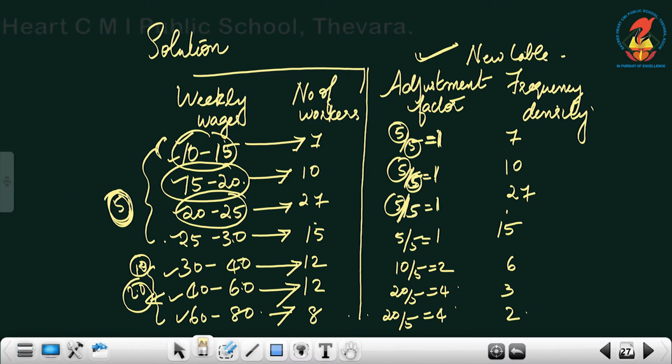5. It is equal to 1. Likewise, the next one also, the value is 1. And let us move on to the next, 30 to 40. What is the size of the class? It is 10. 10 divided by the lowest class interval, which will always be the same, 5. 10 by 5 is equal to 2.